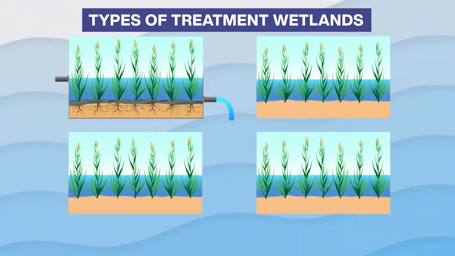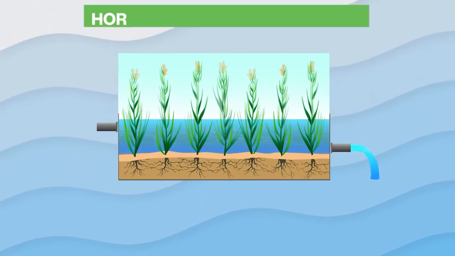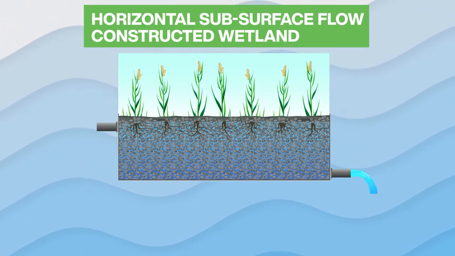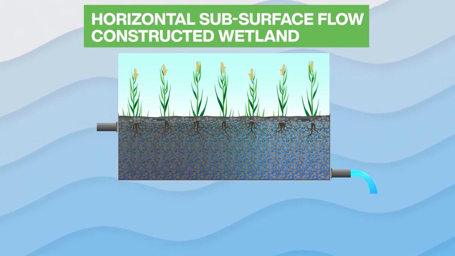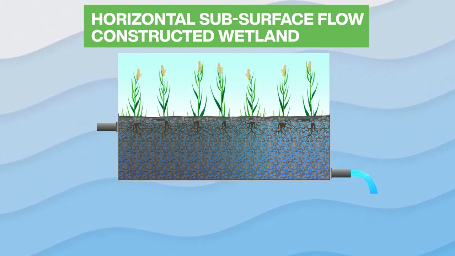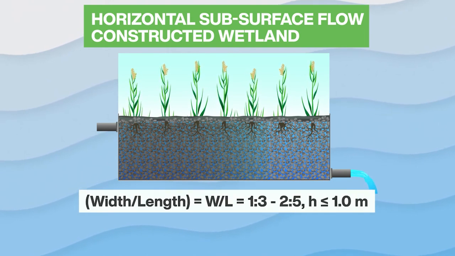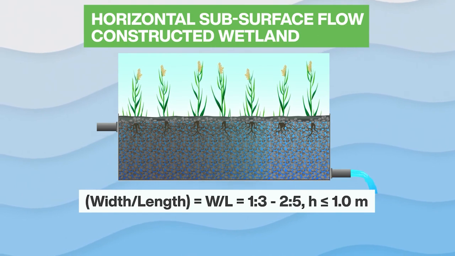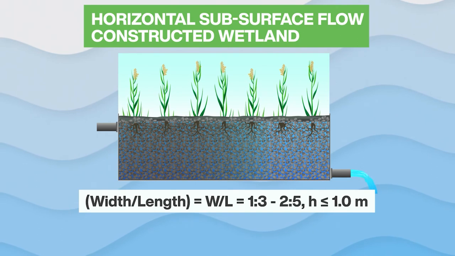The second type of constructed wetland is the horizontal subsurface flow constructed wetland. The hallmark of this wetland is substrate, consisting of gravel, pebbles, and sand with 50% porosity. The recommended dimensions by engineer ecologists are as follows: the depth up to 1 meter, width to length ratio between 1:3 and 2:5.